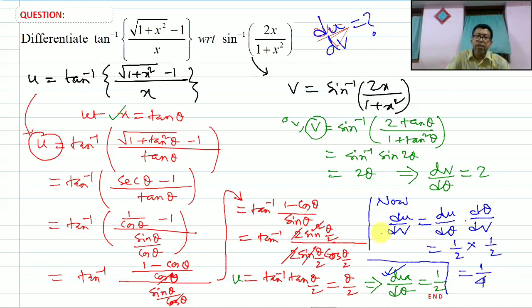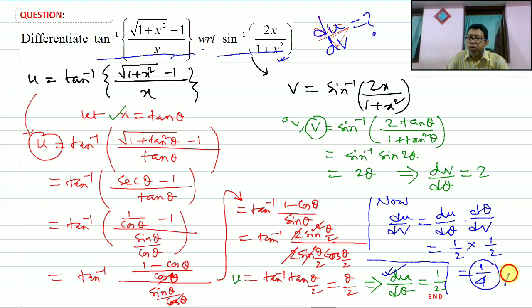What is this? This is actually the derivative of the first function, tan inverse of root over 1 plus x square minus 1 divided by x, with respect to sin inverse of twice x divided by 1 plus x square, and the result is 1 upon 4. Okay, this is our last question answered here.